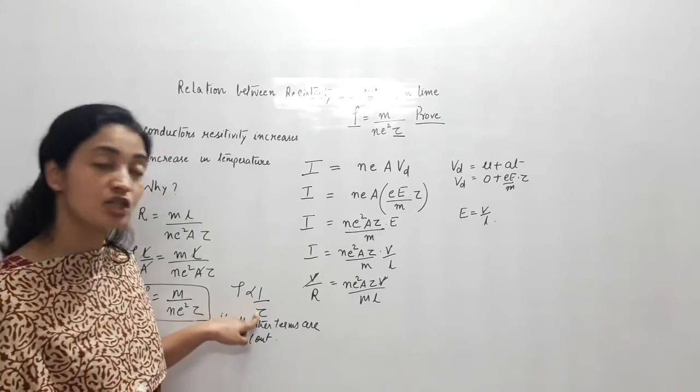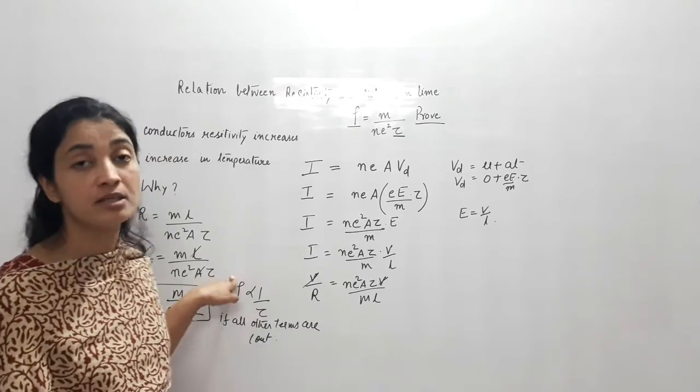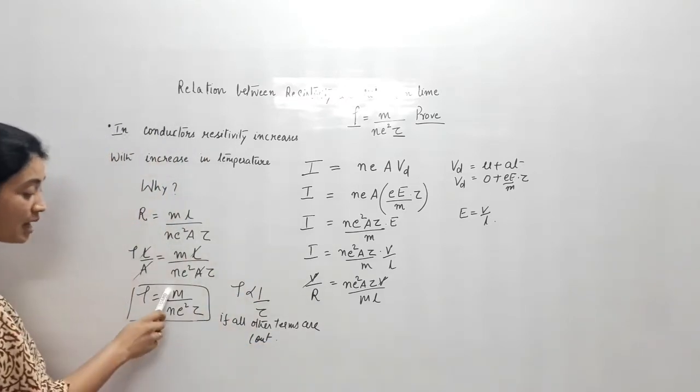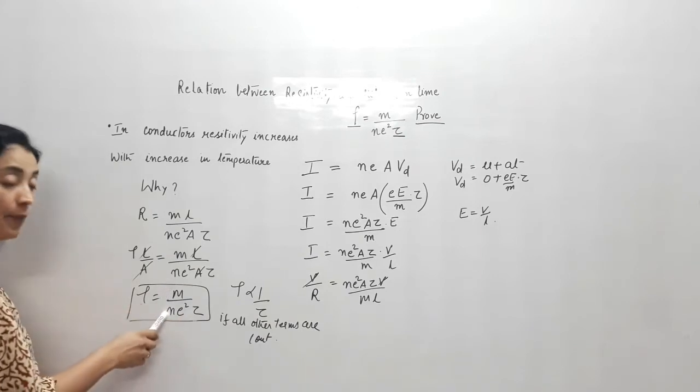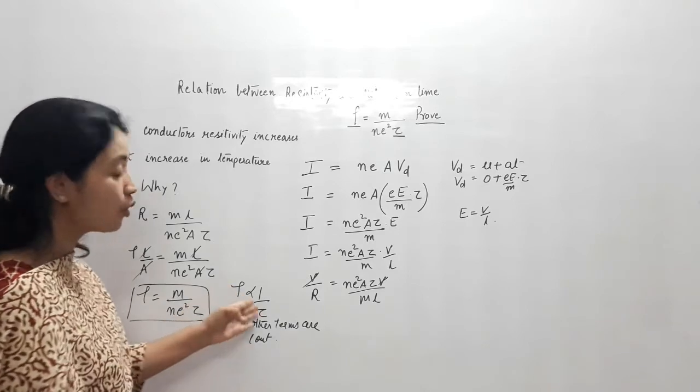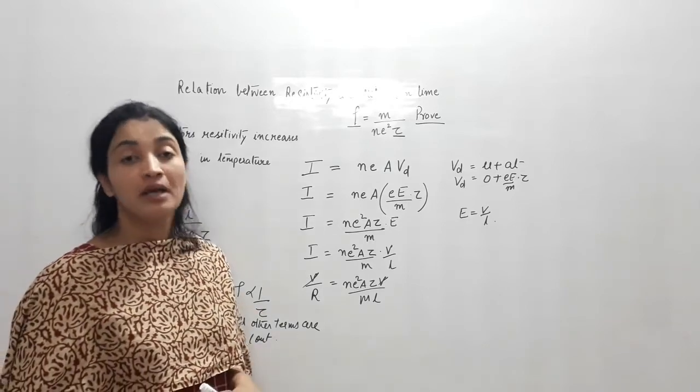And when relaxation time decreases, resistivity increases, because if all other terms are constant, meaning mass of an electron, number of electrons per unit volume, and charge on an electron, then resistivity is inversely proportional to relaxation time.